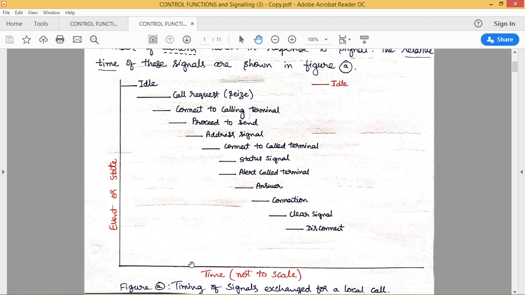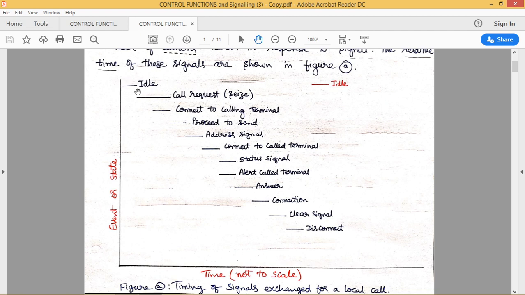On the x-axis we have time. Of course it is not time scaled. On the y-axis we are dealing with events, that is, what operation or what state we are dealing with. Initially the system will be in idle state. Before a call is placed, when the telephone handset is on hook, we call such a state idle state.